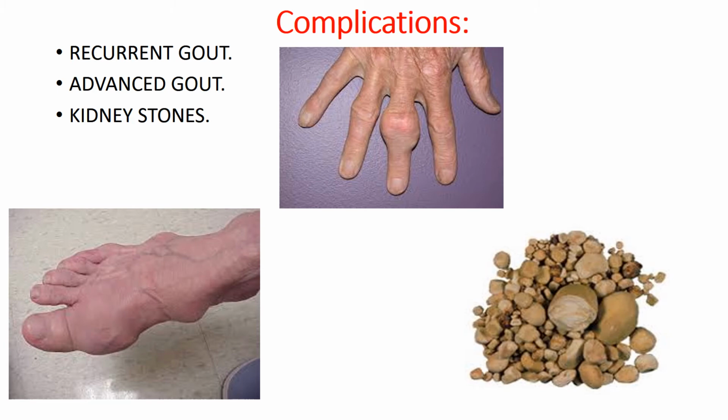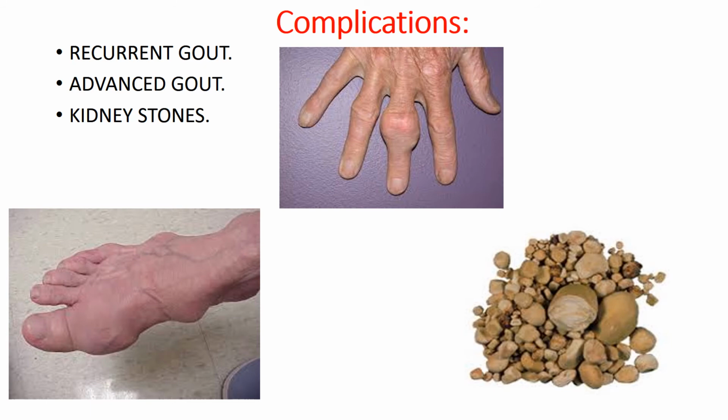Now about the complications of gout. People with gout can develop more severe conditions such as recurrent gout. Some people may never experience gout signs and symptoms again. Others may experience gout several times each year. Medications may help prevent gout attacks in people with recurrent gout. If left untreated, gout can cause erosion and destruction of the joint.